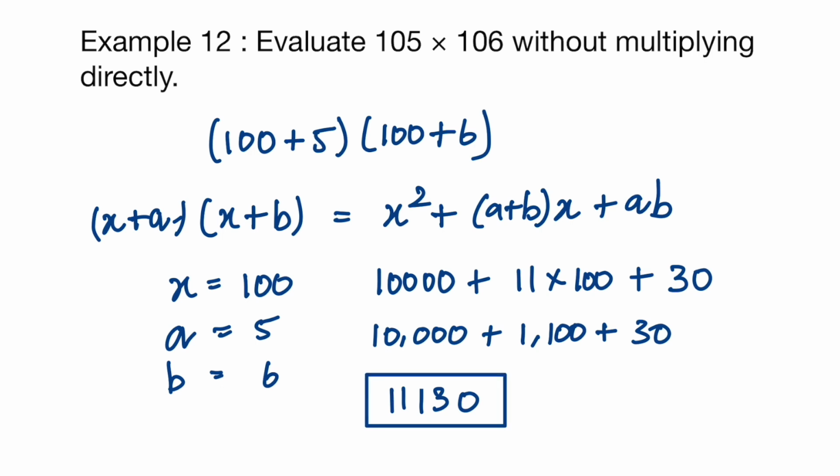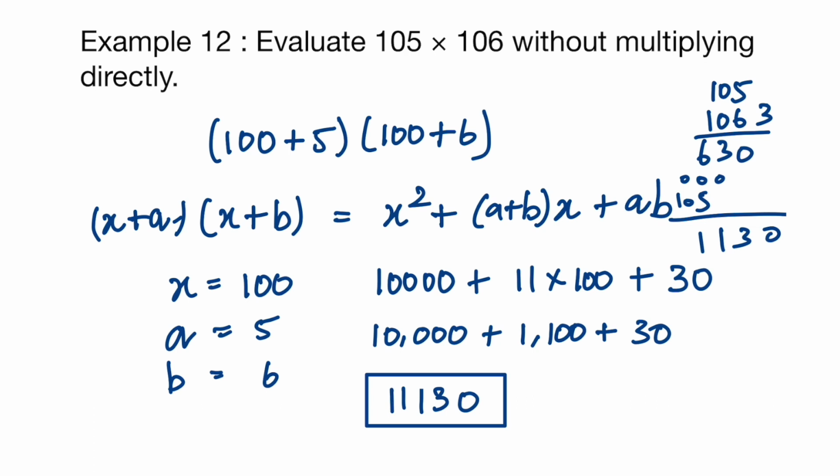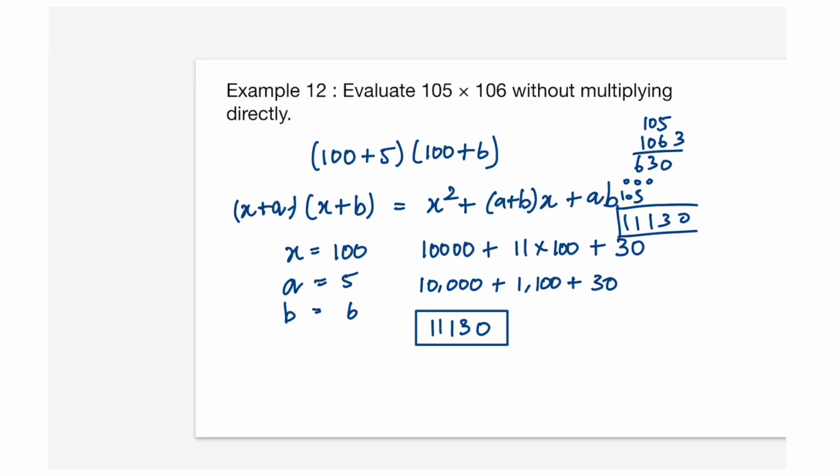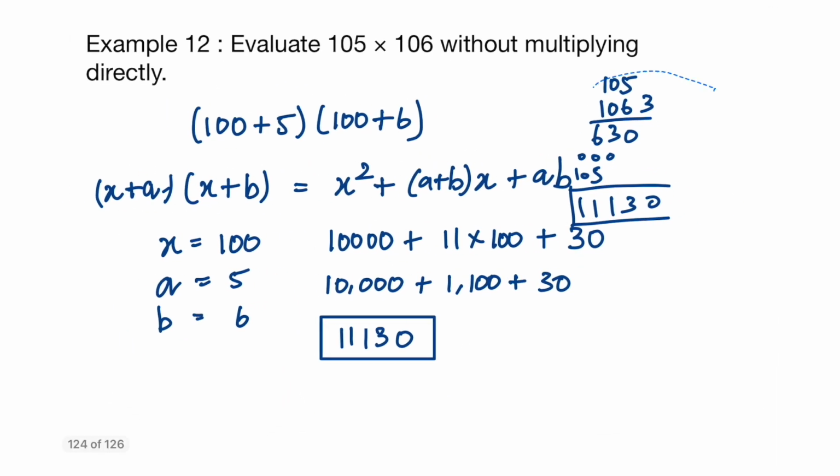You can verify this as well by multiplying it directly, or let me just do it right here. 105 into 106, it's going to take a lot of time. 0, 3 and 3 here, so that is going to be 6, and it's going to be 0, 0 and 0, and then again 105, right? 5, 0, 1, 0, 3, 11, 1, 1. Yeah, so the answer is basically the same, and I'll just move this aside.